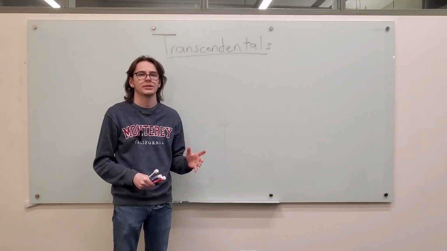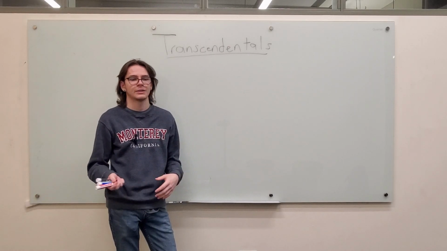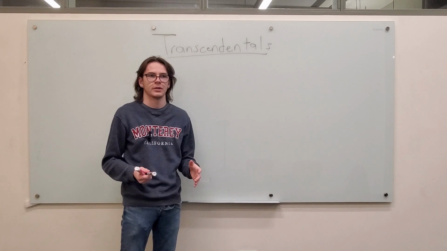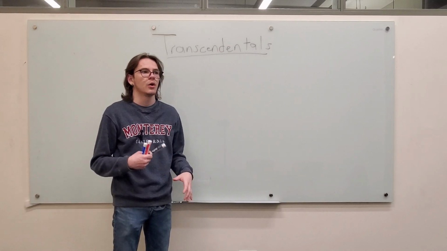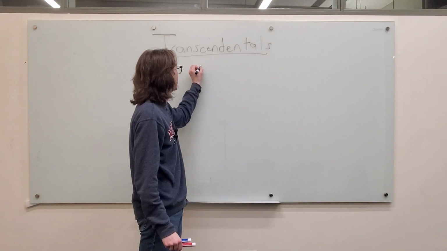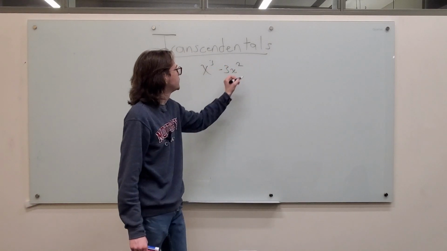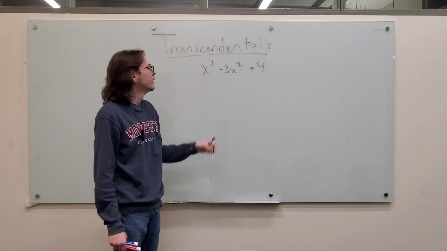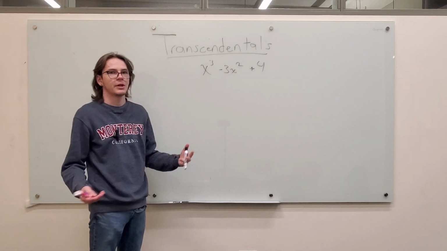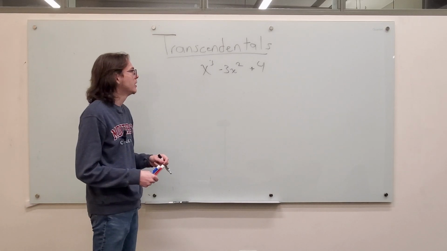Firstly, this term transcendental. You may not have heard of it before. Maybe your calculus teacher threw it around in class without you fully understanding what it is. So let's go over that first. A transcendental function is a function that is different from what you might see in an algebra class. In algebra, you might see something like x cubed minus 3x squared plus 4. This is an algebraic function. It is generally easy to solve, easy to graph with particular points on the graph.